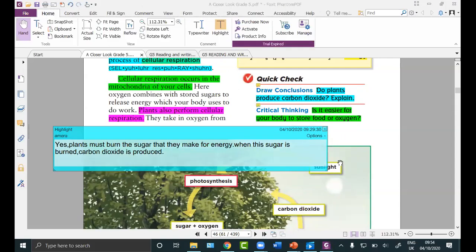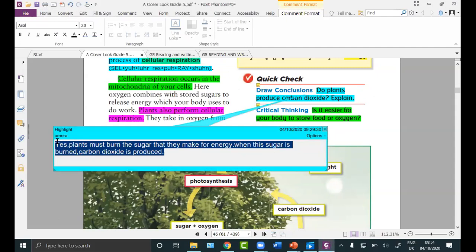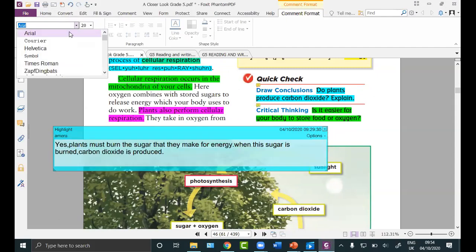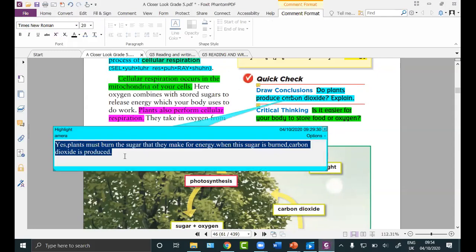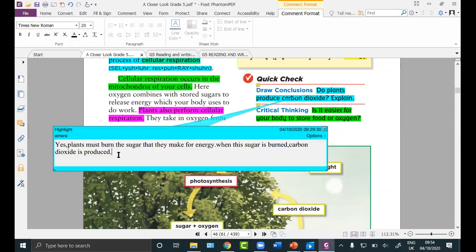Muhammad Dia, question number 1. Do plants produce carbon dioxide? Explain. Plants must burn the sugar that they make for energy. When this sugar is burned, carbon dioxide is produced.